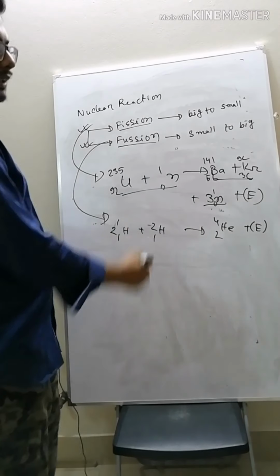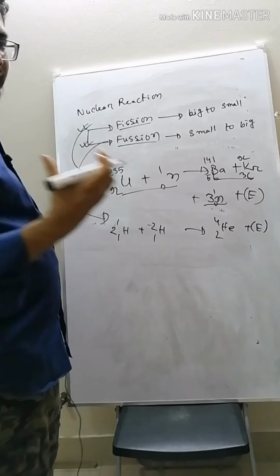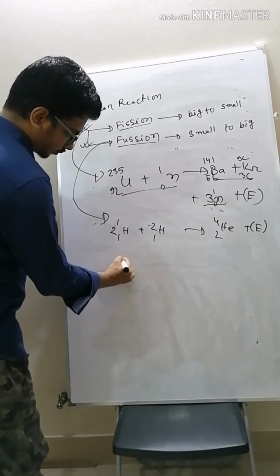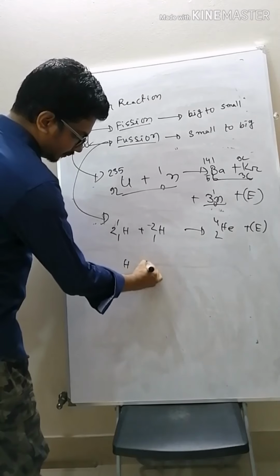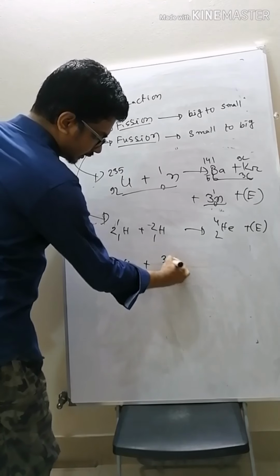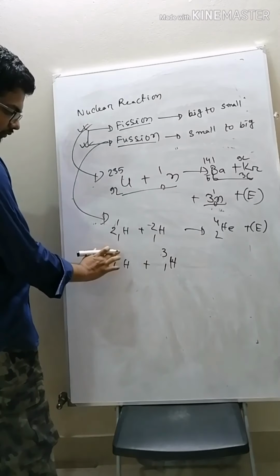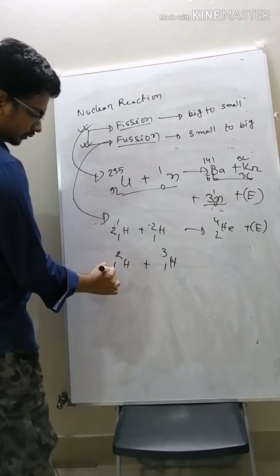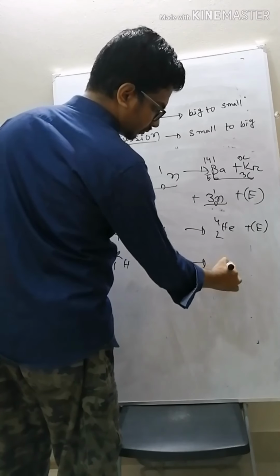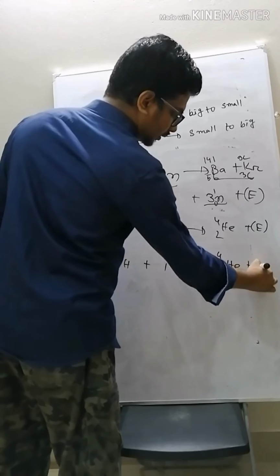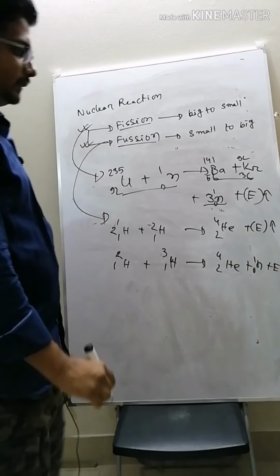If we write it exactly as in the book, then we use this: hydrogen plus hydrogen gives helium 4 2 plus 1 neutron plus energy. It's energy, a huge amount of energy.